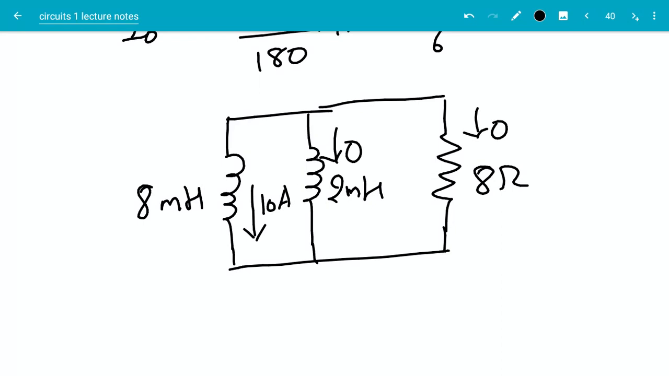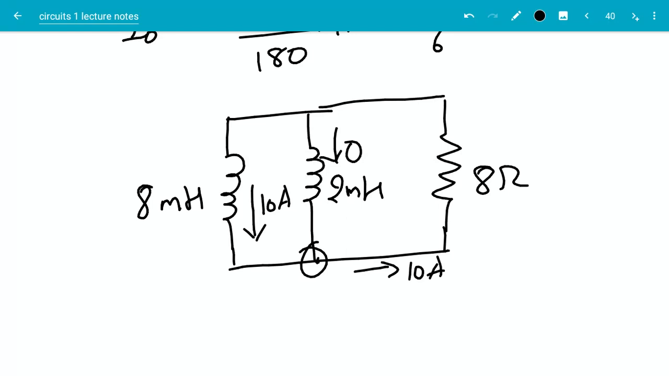Just before the switch is moved to the new position, there was no current through the 2 millihenry inductor. Since the current in the inductor is continuous, it still remains 0. But then according to KCL, the current here should also be 10 amps. Then that current will be going through the resistor here.